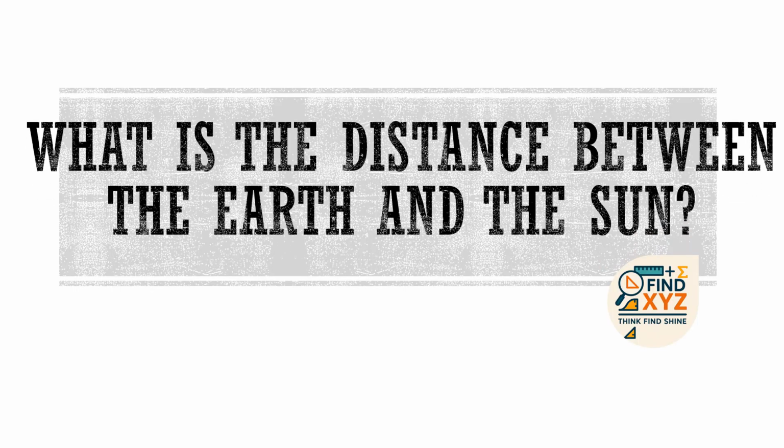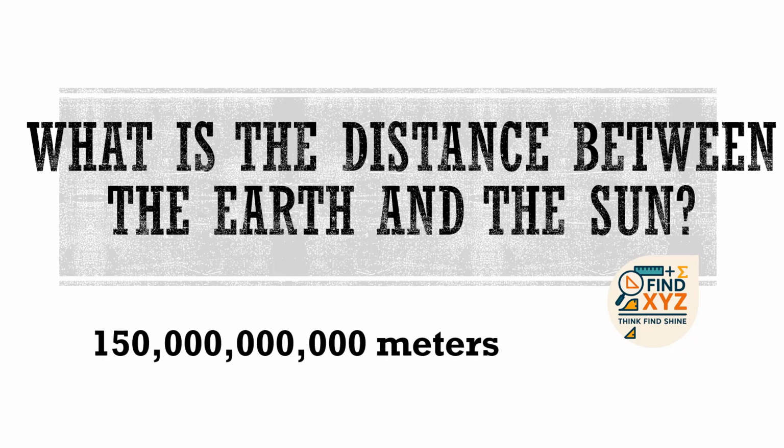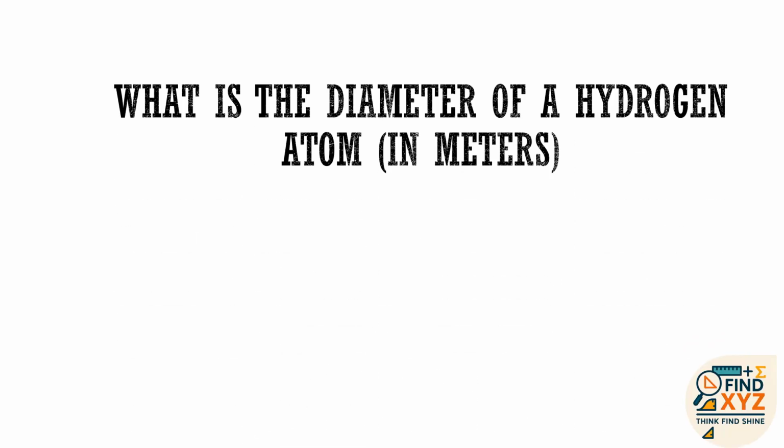Now, can you guess the distance between the Earth and the Sun? That is over 150 billion meters. Imagine trying to jot down this number every time. Now let's dive in the opposite direction. Can you also guess the diameter of a hydrogen atom in meters? How small do you think the diameter is?